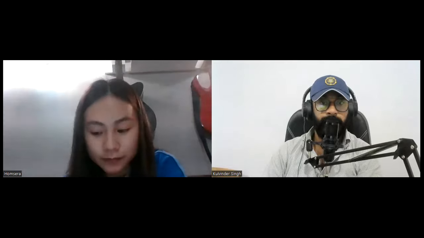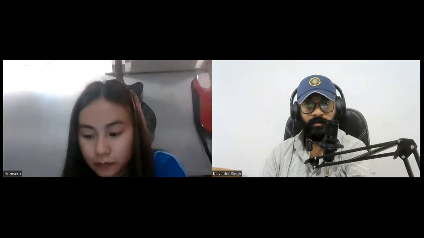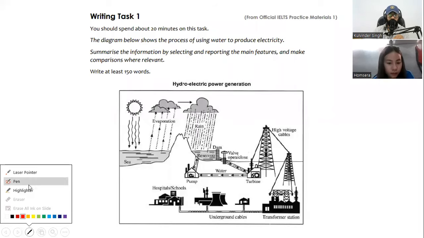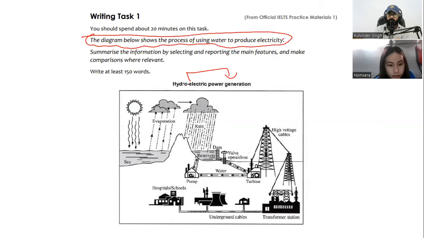Okay. All right. Let's do this. Here you have a question written, and it is a process diagram. If you see, it's a process for hydroelectric power generation, right? Now here they have given a question statement. This will always be the question statement for us. Now what do we have to do in this question statement? We have to paraphrase it, right? So I want you to please write this statement into your notebook first.